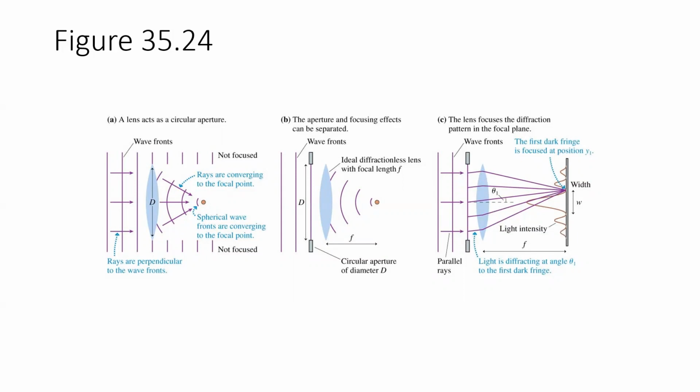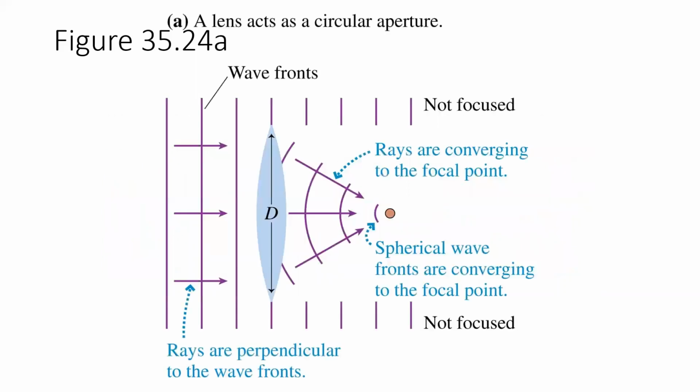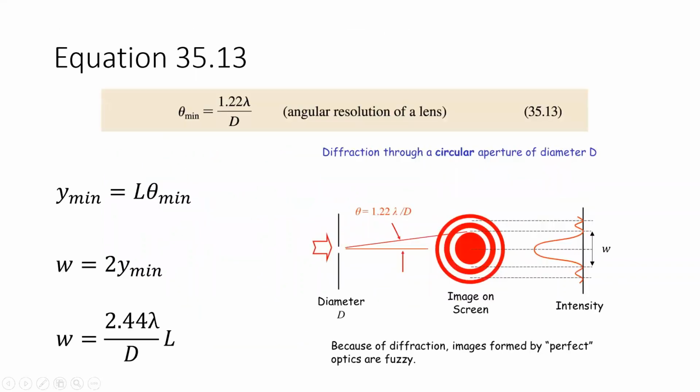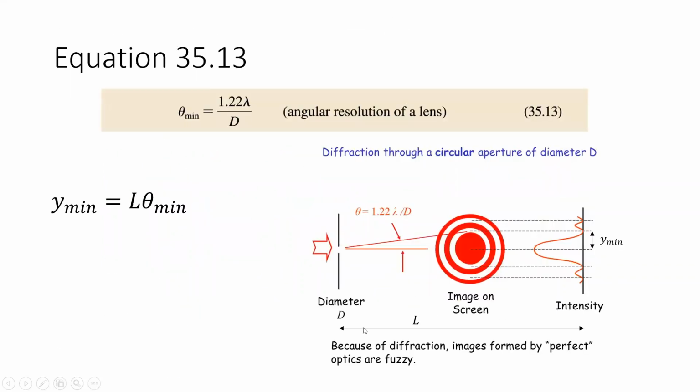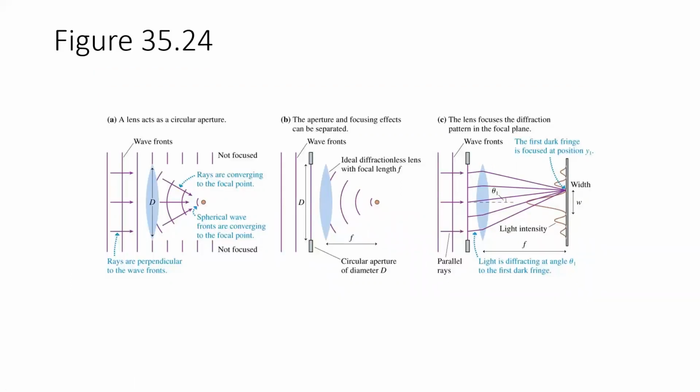So instead of some arbitrary screen distance L, this could have been anything. Remember in lab, you could have seen that pattern if L was 1 meter, 2 meters, whatever you wanted. But now there's a particular so-called screen distance. It's the focal length F.